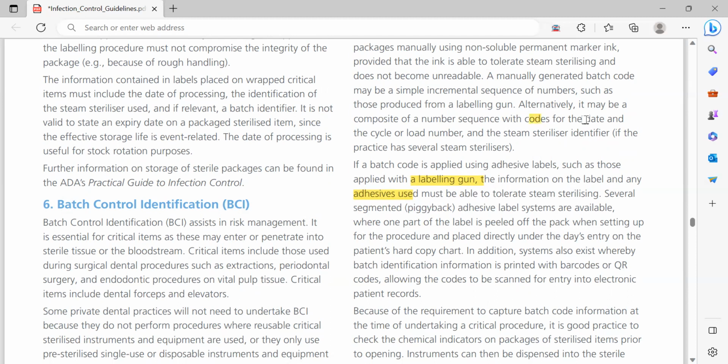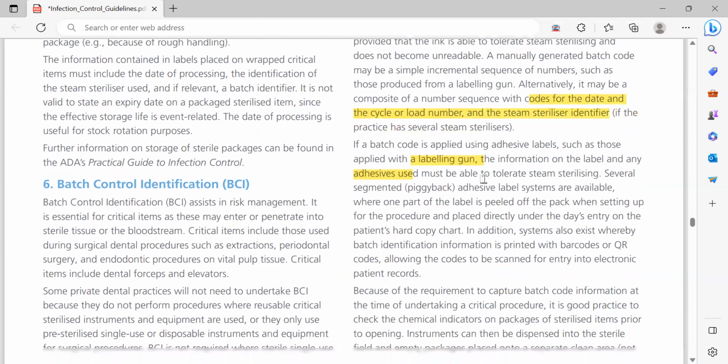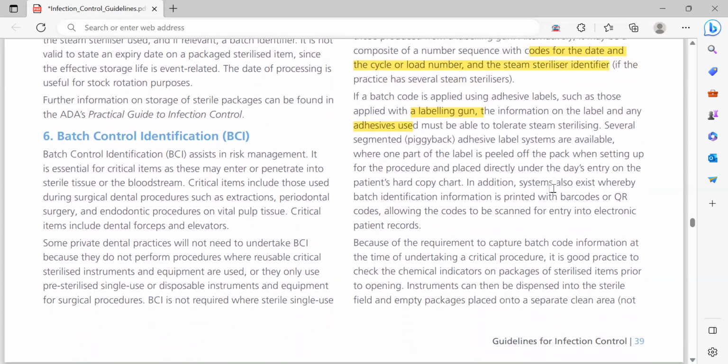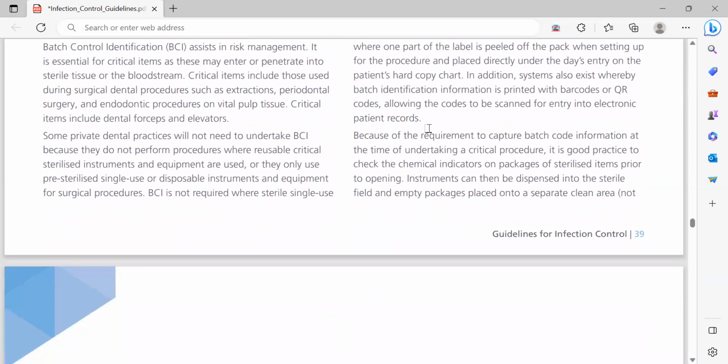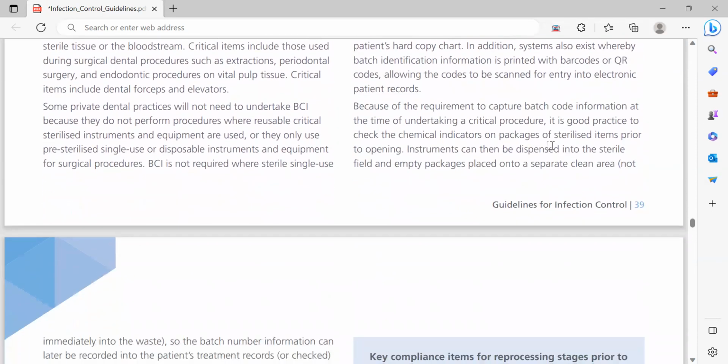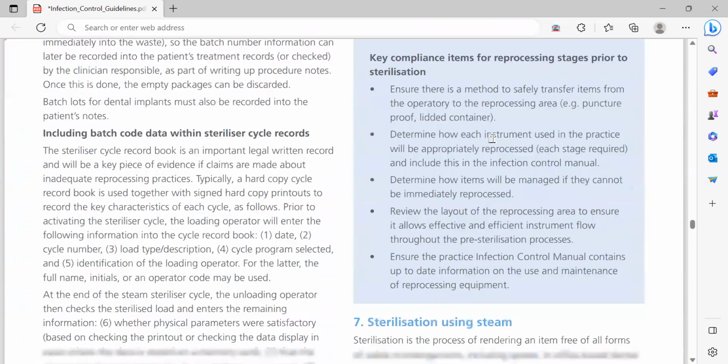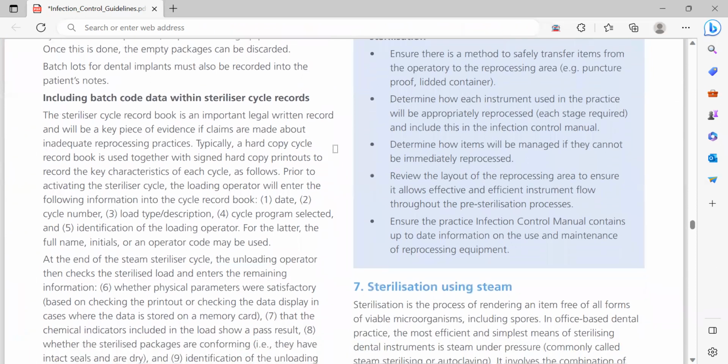What you need to write are codes for the date, the cycle or load number, and the steam sterilizer identifier, like whether it is the new sterilizer, the old sterilizer, or sterilizer A or B. So you need to write these three things, and it can be done by labeling guns, adhesives, or stamping. Its purpose is that you can go to that data and see in which load this instrument was reprocessed, what the result was, whether it was successful or not, and we can keep compliance with that.